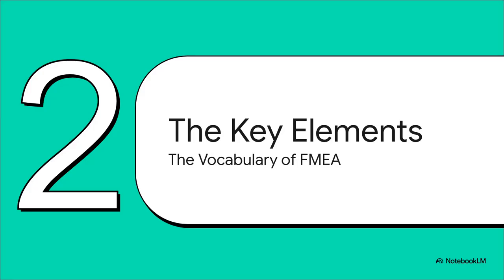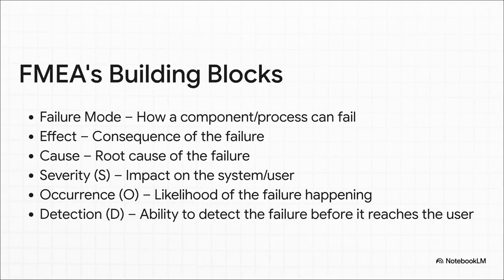Now, to do an FMEA right, you have to speak the language. It's got its own vocabulary, so let's break down the terms you'll absolutely need to know. These are really the building blocks. A failure mode is just how it breaks, like a tire going flat. The effect is the consequence. You lose control of the car. The cause is why it happened, maybe a nail on the road. Now, the last 3 are super important: severity, occurrence, and detection. We use these to actually score the risk, usually on a scale of 1 to 10.